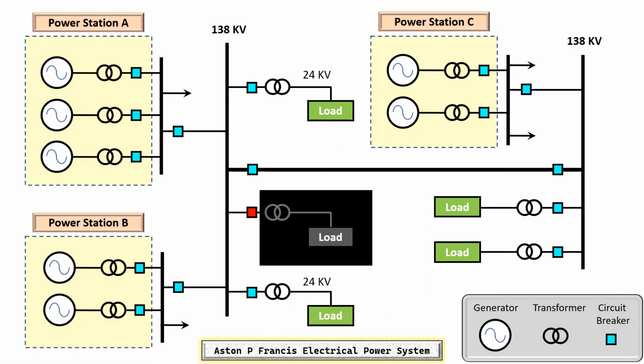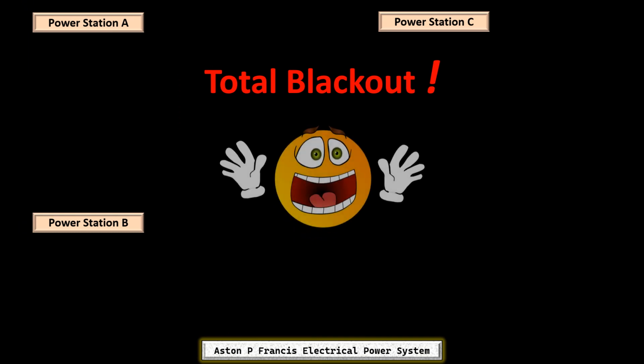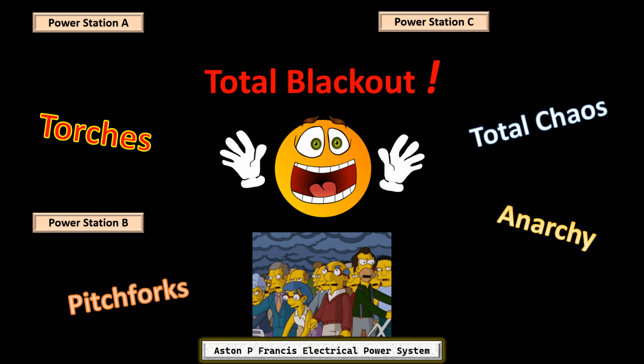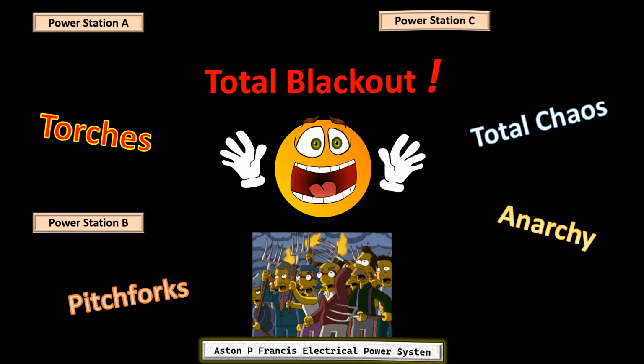In this scenario, there is no grid separation, no islanding. This is just a localized blackout or an outage. People and systems are in place to prevent a total blackout on the power grid.